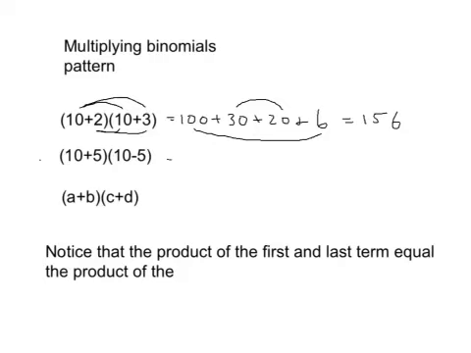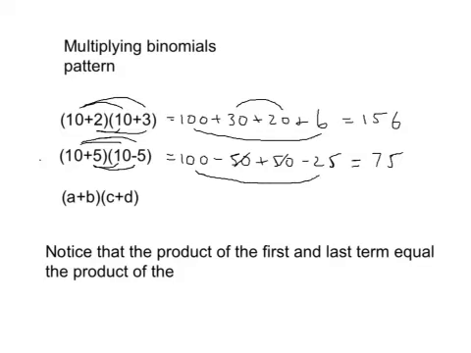Let's see if that works for subtraction. So using the distributive property, we have 100 minus 50 plus 50 minus 25. Of course, these are opposite, so they cancel, and you end up with 75 as the answer. So 15 times 5 is 75. But again, look for the pattern of the first and last terms' product, negative 2,500, and the inside terms' product, also negative 2,500.